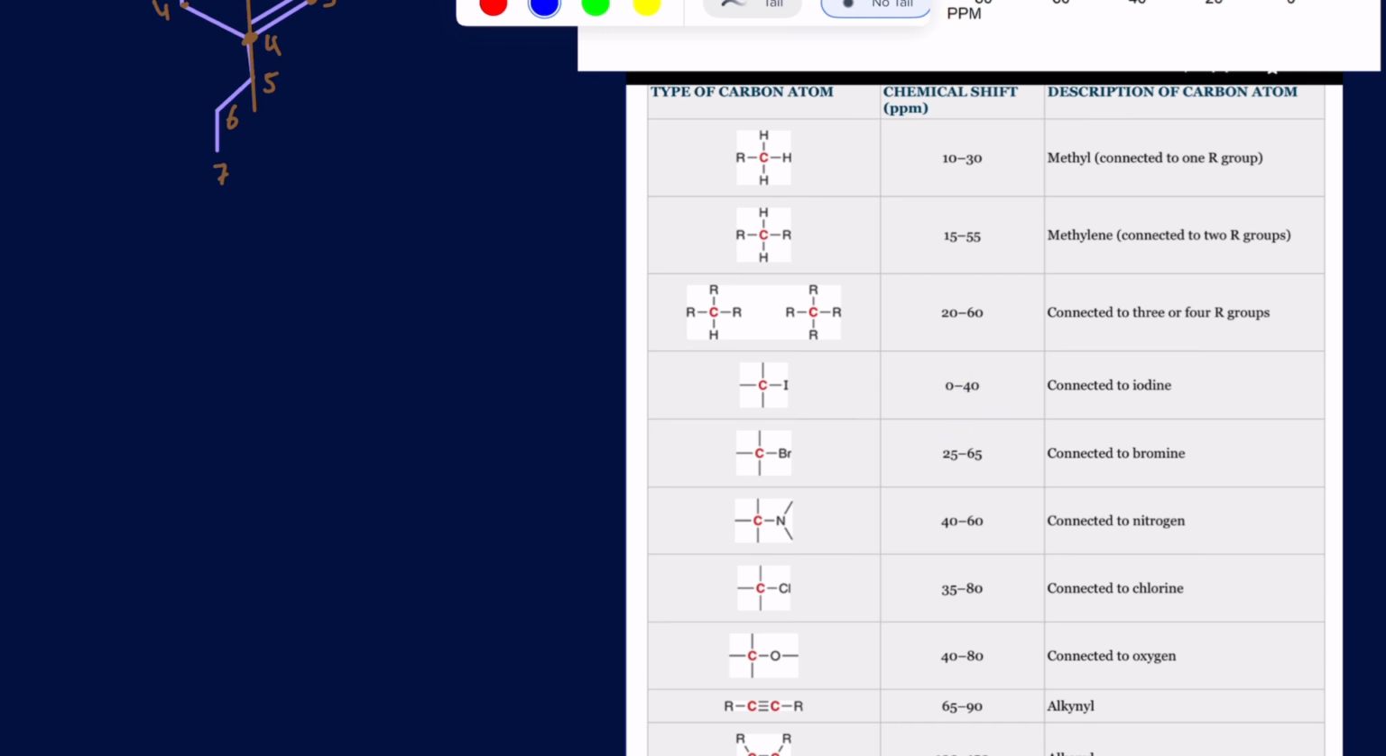This one is 0 to 40. This one is 25 to 65 when you have bromine attached. When you have nitrogen attached, nitrogen is more electronegative than the bromine and iodine, so that's going to be 40 to 60. Chlorine, that's 35 to 80. Oxygen, it's 40 to 80. That's fairly downfield because oxygen is even more electronegative than the nitrogen, so that makes this carbon even more deshielded. If something is deshielded, it's going to go further downfield. So remember, deshielded, downfield, the D and D go together.